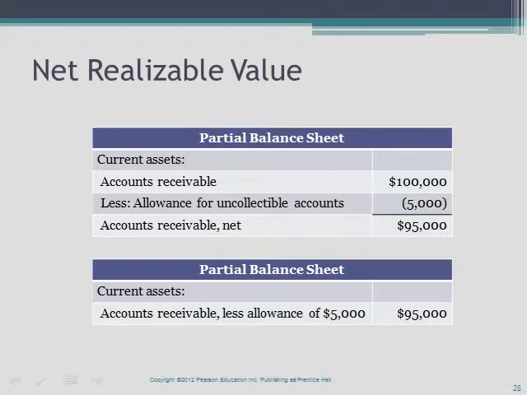Accounts receivable are reported at net realizable value on the balance sheet. This is the balance of accounts receivable less the allowance for uncollectible accounts. This is the amount the company expects to collect from its customers. The allowance can be shown as a separate line item on the balance sheet as shown in the top figure, or it can be combined into one net line item on the balance sheet.